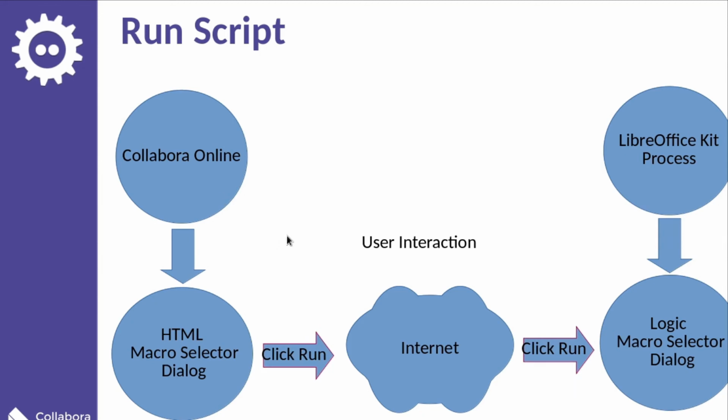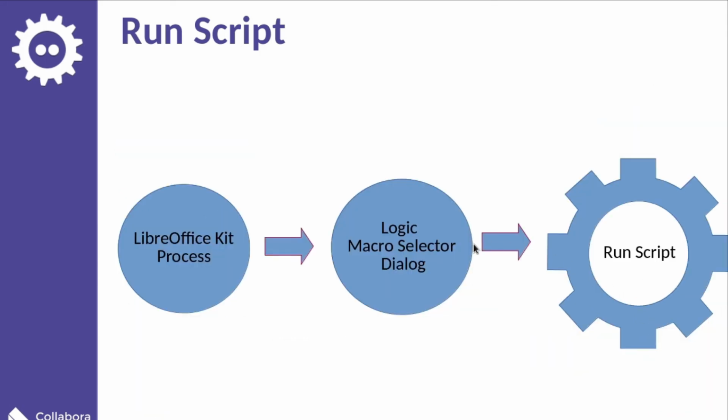Finally, if the user wants to run a macro, they just need to click the run button, which is sent to the logic dialog on the server side. And finally, like we saw before in our abstraction layer and diagram, we see exactly the same thing. It is in the LibreOffice core, and this data is passed to the main run script engine to execute the macro.